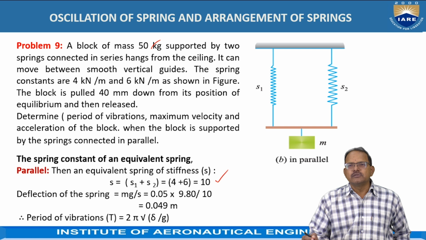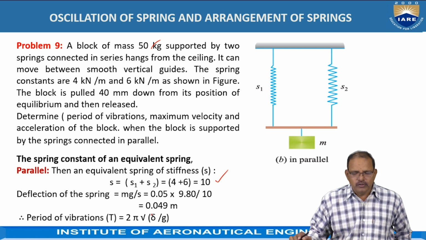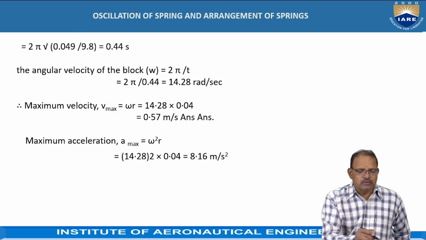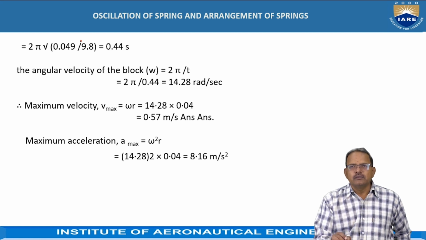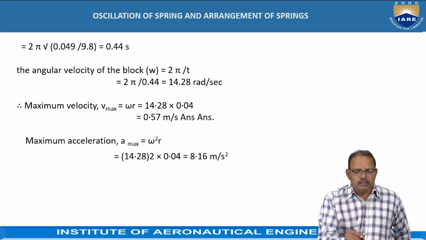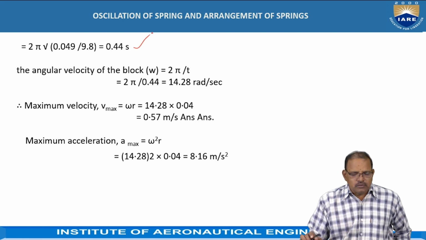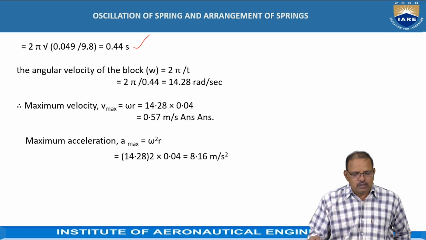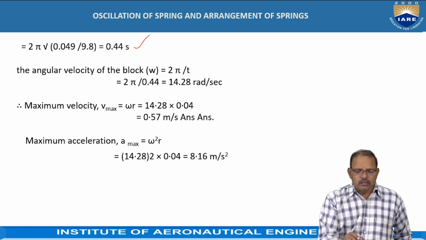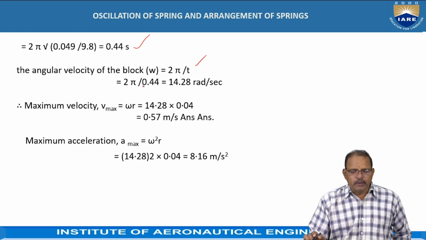The period of vibration is T equal to 2 pi into under root of delta divided by g, which is 2 pi into under root of 0.049 divided by 9.8, which is equal to 0.444 seconds. The angular velocity of the block is omega equal to 2 pi by T, which is 2 pi divided by 0.44, equal to 14.28 radians per second.